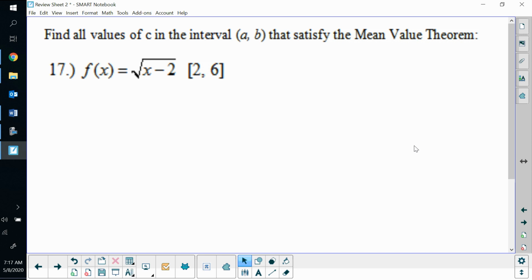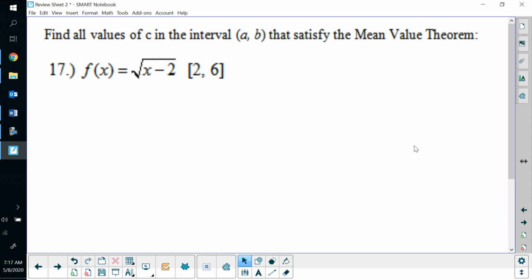All right, so we've got video 6 today. Today's work is review sheet 2, 16 to 23. We're going to do 17, 21, and 23 together. Starts out with the mean value theorem. Mean value theorem is on the front of the packet.